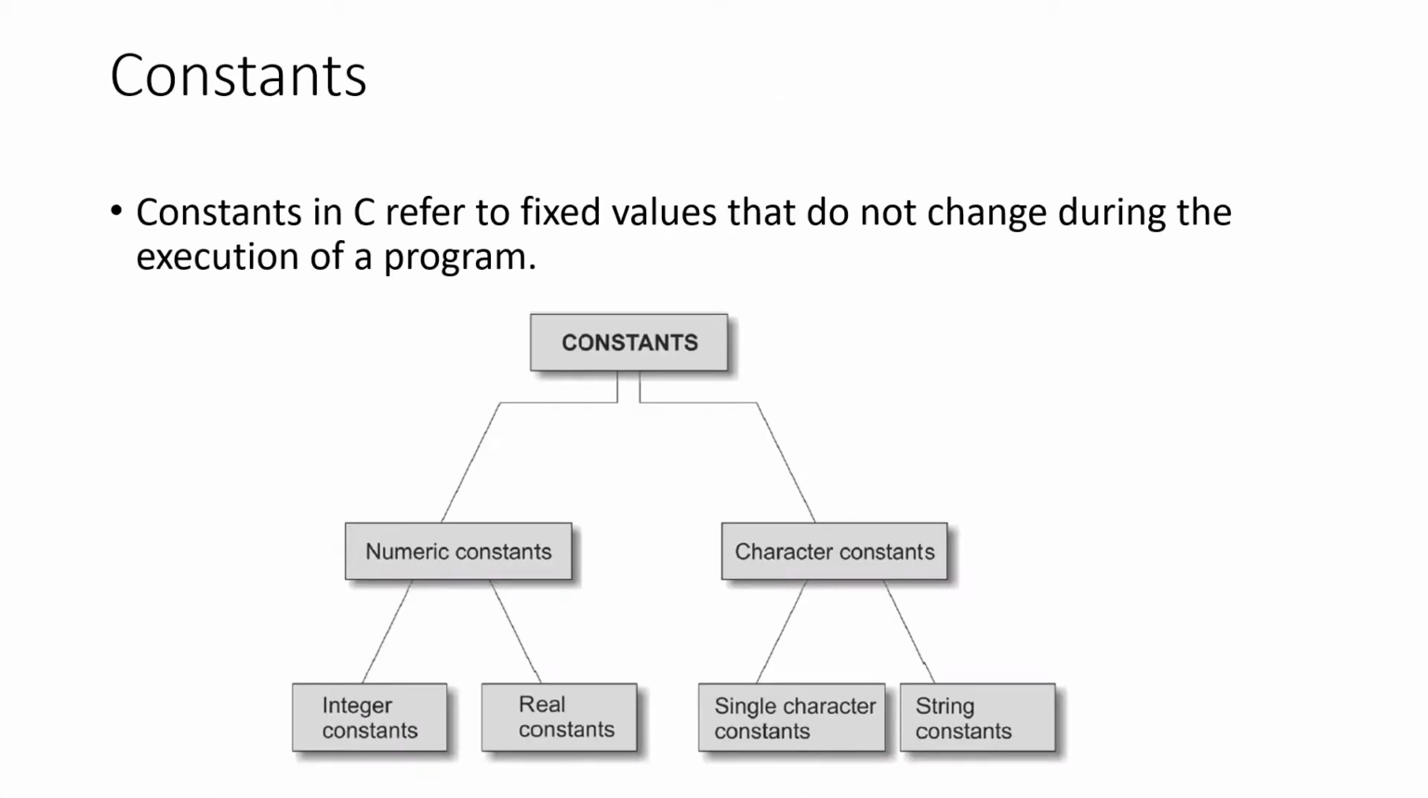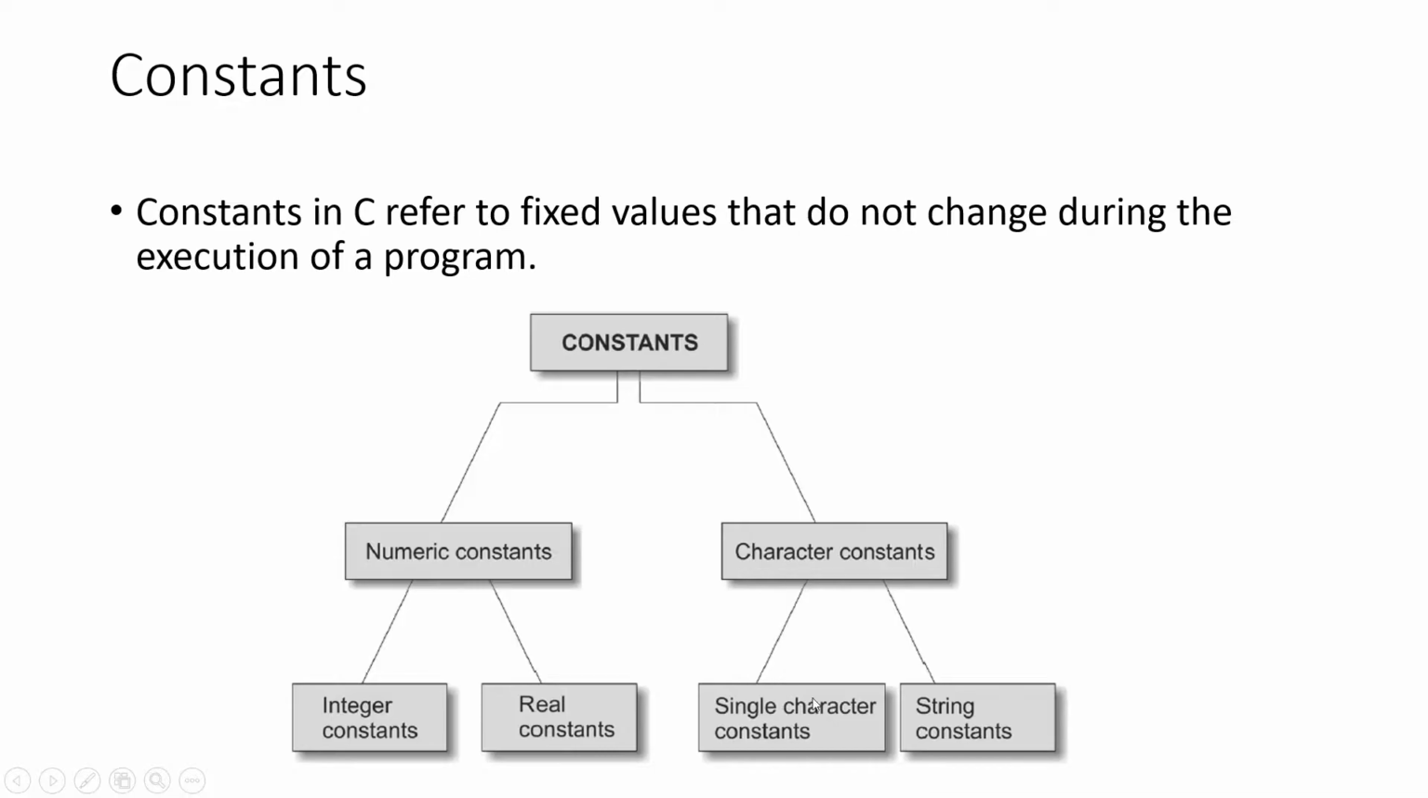Now we will learn about constants. Constant refers to the fixed values that do not change during the execution of a program. Broadly classified as numeric constants and character constants. Again, numeric constants are divided as integer constants and real constant. Real means floating point values, that is those with a decimal part also. Okay, integer means it's a whole number.